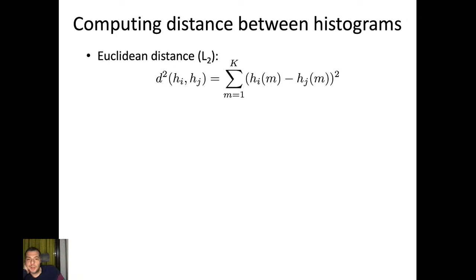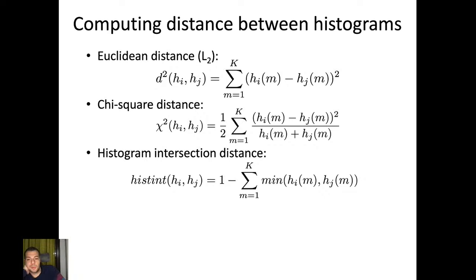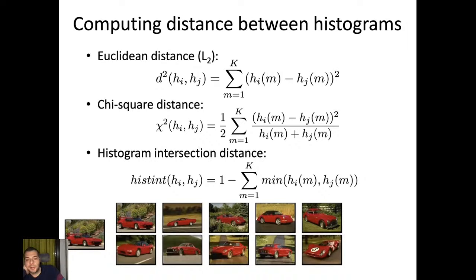So for example, what we can use here is the Euclidean distance, the chi-square distance, which is specifically designed for histograms. We also have the histogram intersection distance, similar to the histogram intersection kernel, and so on.